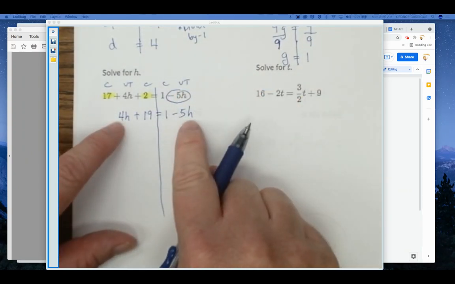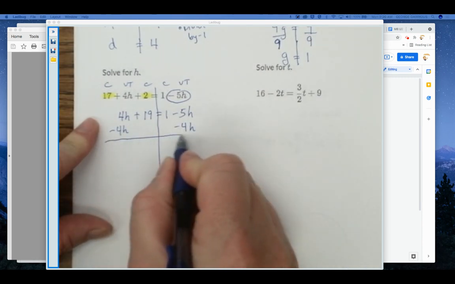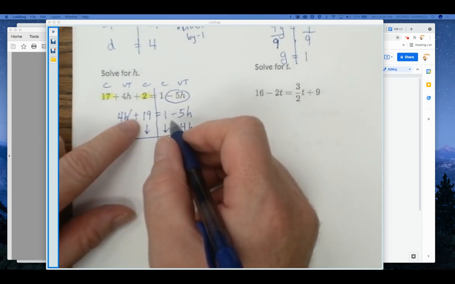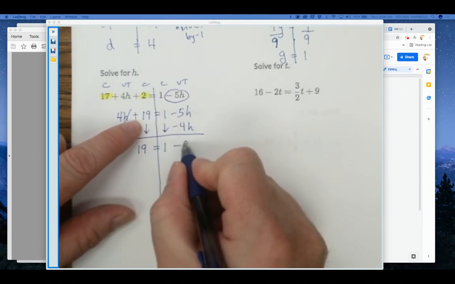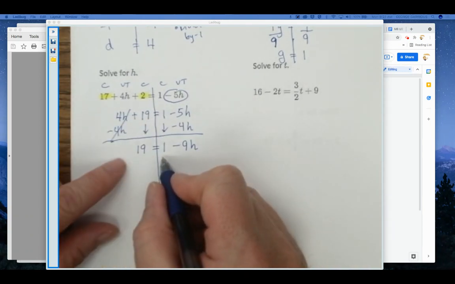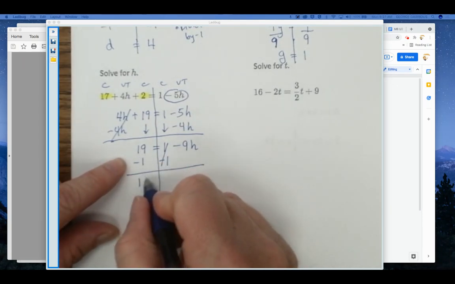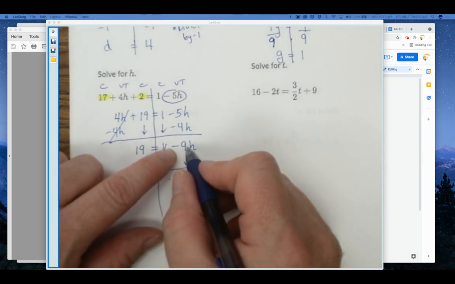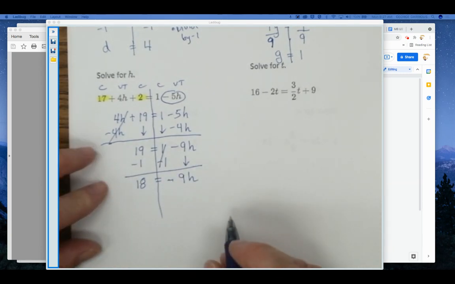And now I'm working to get rid of these variable terms. Let's just subtract 4h just to practice our rule of addition and subtraction. Bringing down, making sure, oh, it's positive 19, that's great. I don't want to leave behind a negative. 1 minus 9h, okay. 2-step, subtract 1. 19 minus 1 is 18. And notice, negative 9h. I don't leave behind my negative sign. That's important. The negative sign is equally as important.